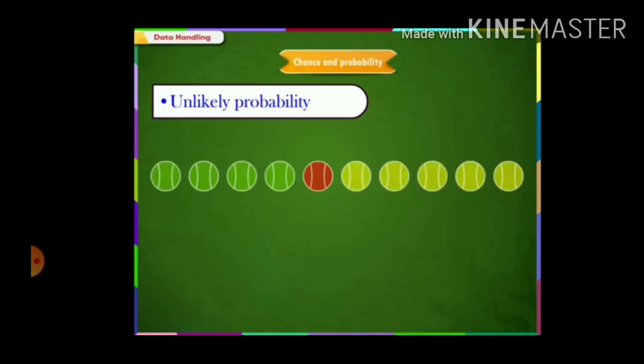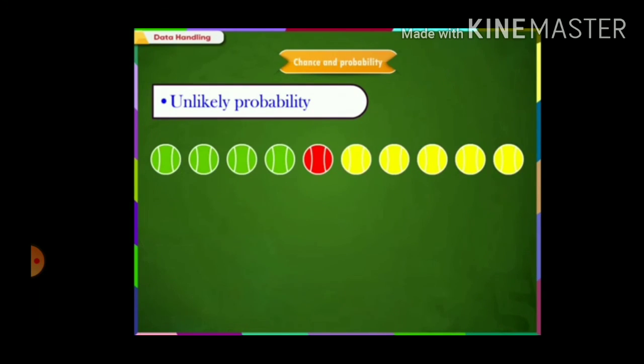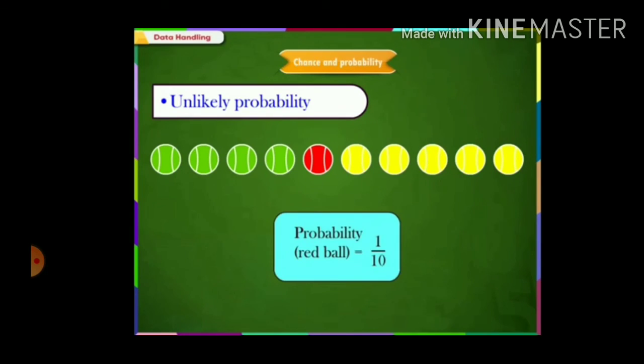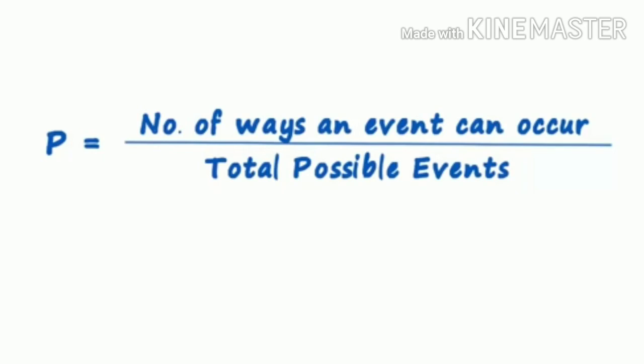Unlikely probability. In the same example of balls, it is less likely that you would pick out a red ball since there are more yellow and green than red. The probability of picking out a red ball is 1 by 10. I hope you understood the basic concept. It states that probability is equal to the number of ways an event can occur divided by the total number of possible events, right? So now let's move to the next exercise, that is 3.4.